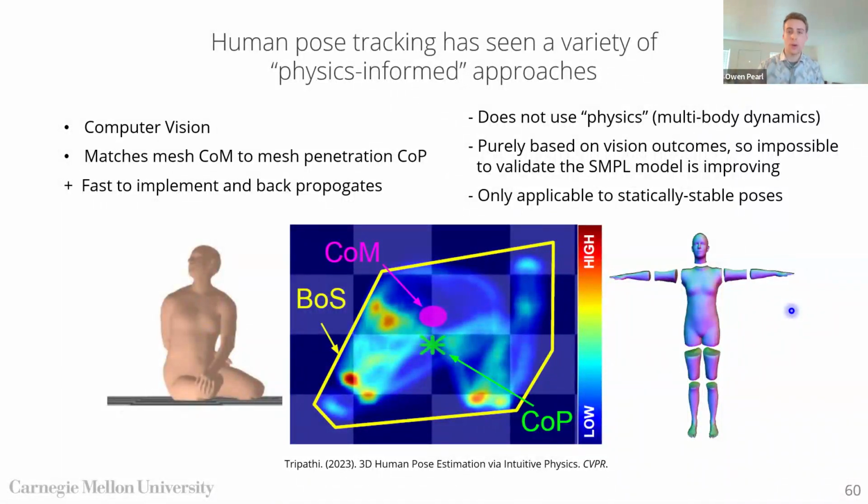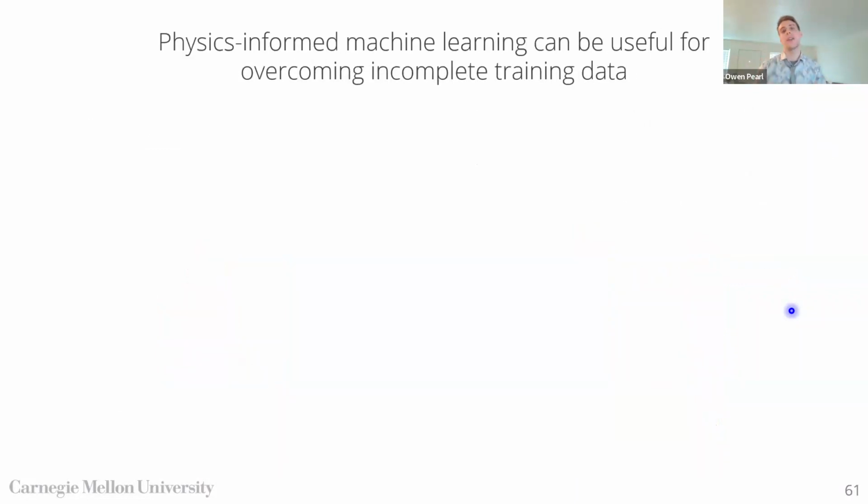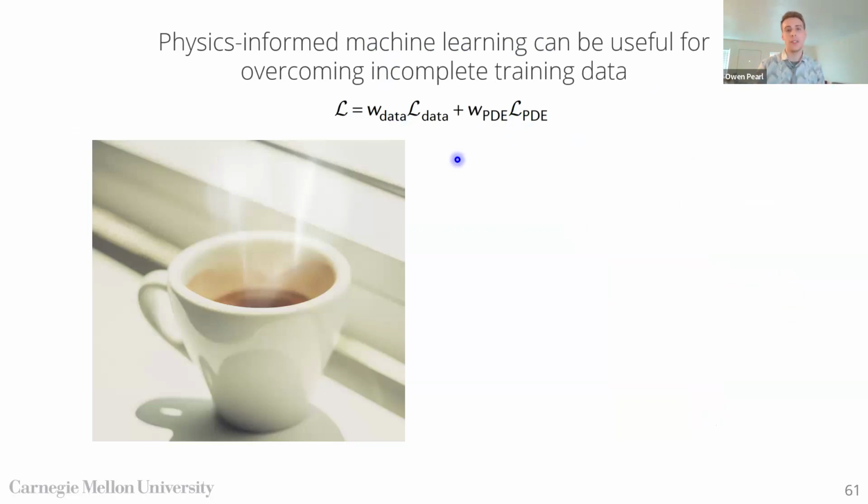So these are both cool, but neither actually leverages the fullness of recent developments in physics-informed machine learning or physics-informed neural networks as they're defined in that literature. A physics-informed neural network needs an actual equation of motion, not just a statically stable pose, but equations of motion that back-propagate. The first one didn't have back-propagation, and the second one was only applicable to statically stable poses. So what is an example of a physics-informed neural network?